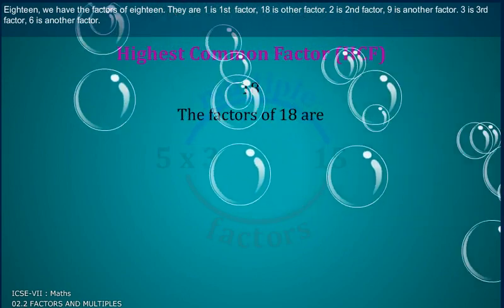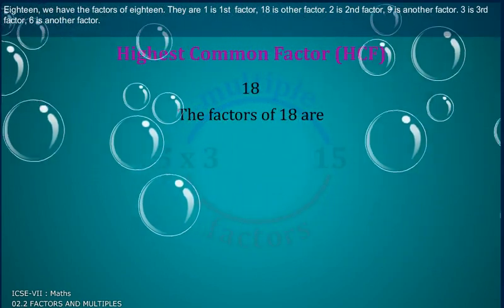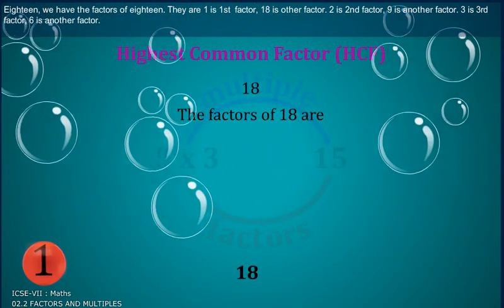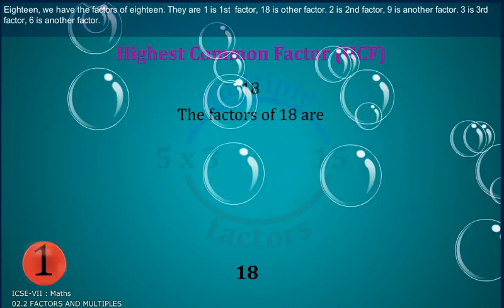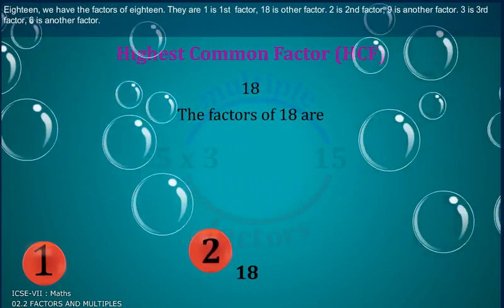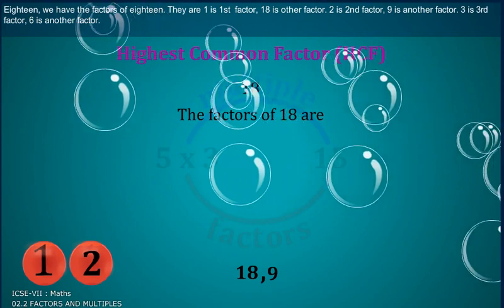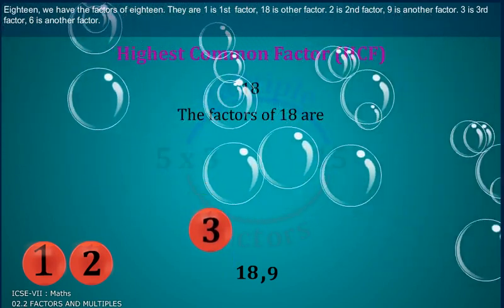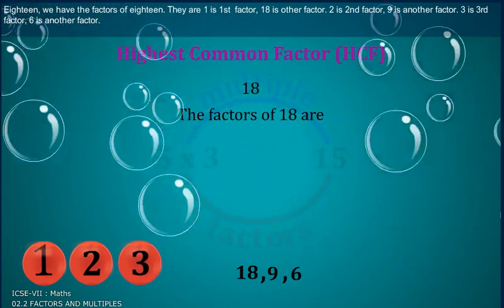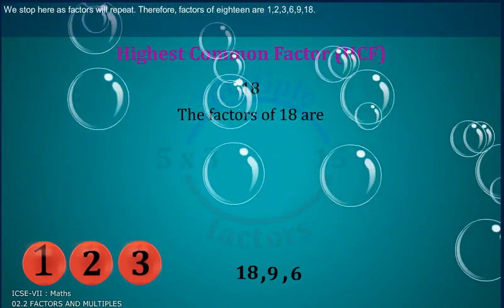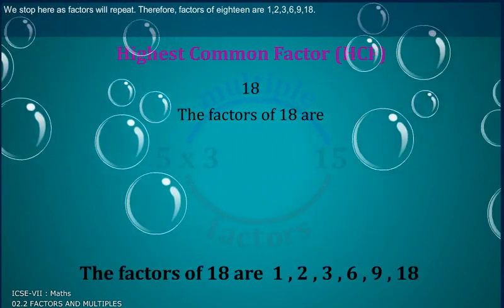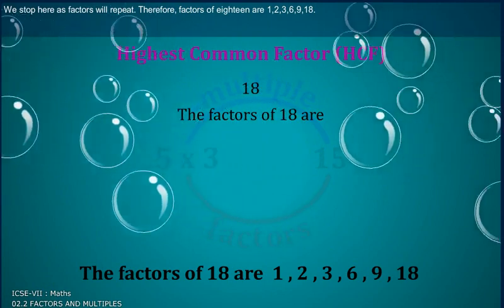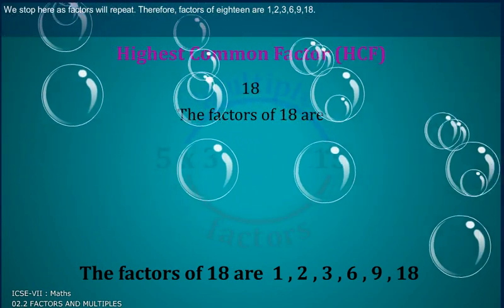18. We have the factors of 18. They are 1 is the first factor. 18 is the other factor. 2 is the second factor. 9 is another factor. 3 is the third factor. 6 is another factor. We stop here as the factors will repeat. Therefore, factors of 18 are 1, 2, 3, 6, 9, and 18.